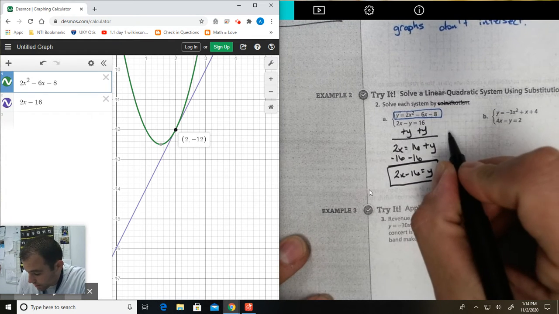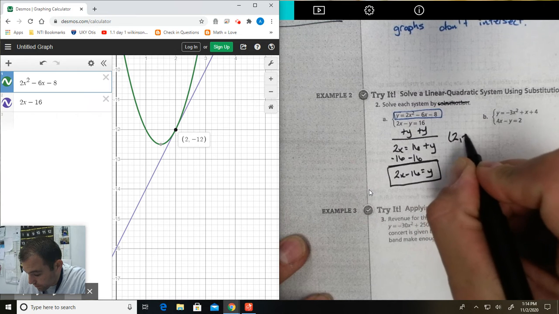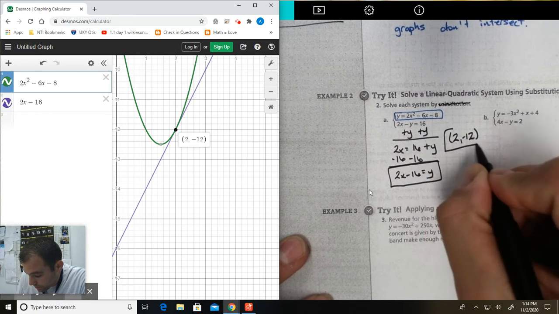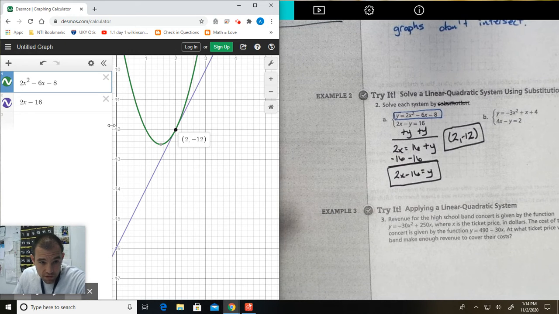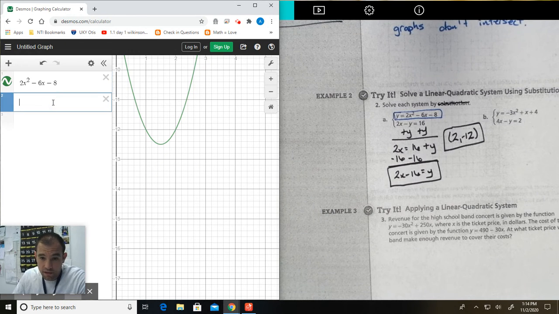So this question has an answer, (2, negative 12). And we're done. Pretty easy, right? Desmos is going to help us out tremendously. Okay, Desmos will be a lifesaver for us.